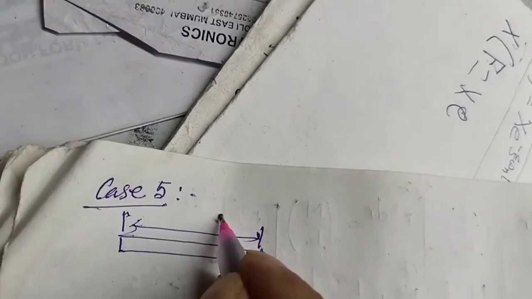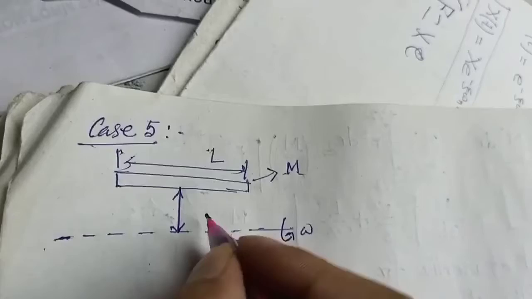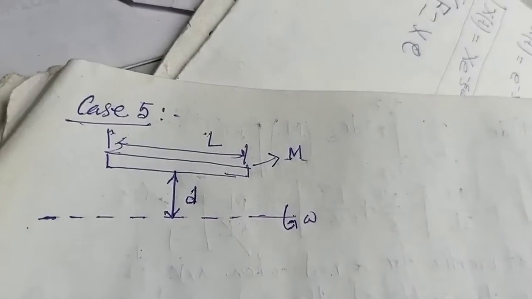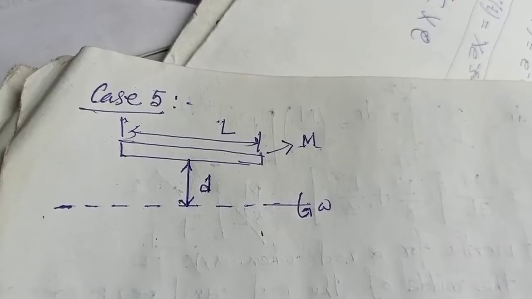the rod. This is the length of the rod, L, and the mass of the rod is m. Let this distance be d, or x, anything you can take. So let this distance be d, the distance from the axis of rotation to the rod.